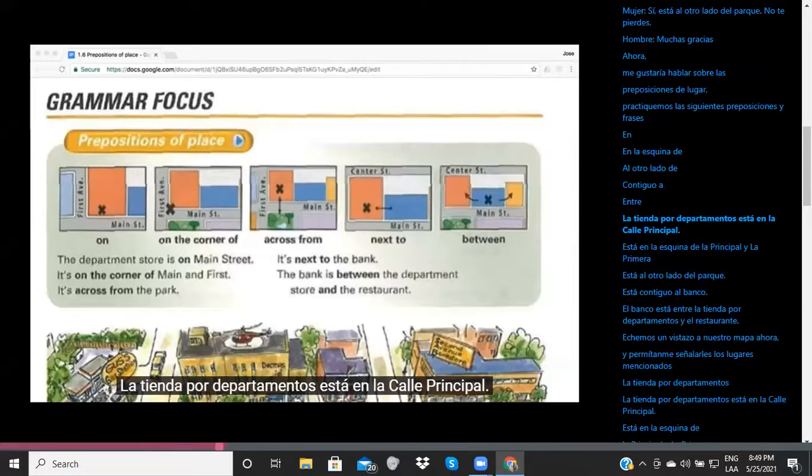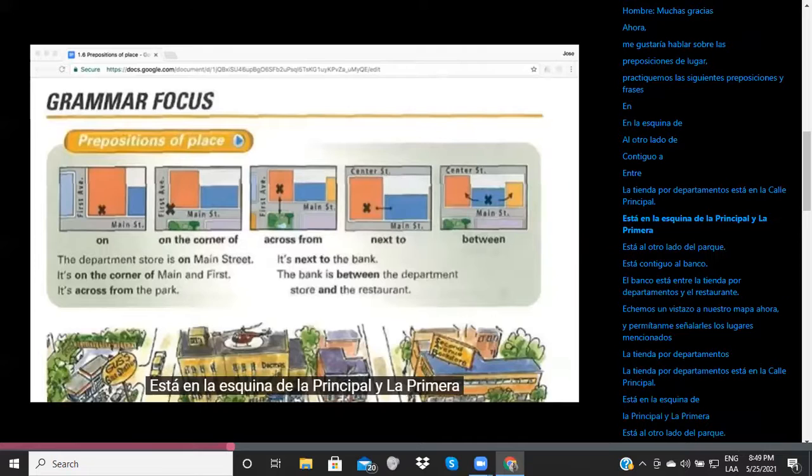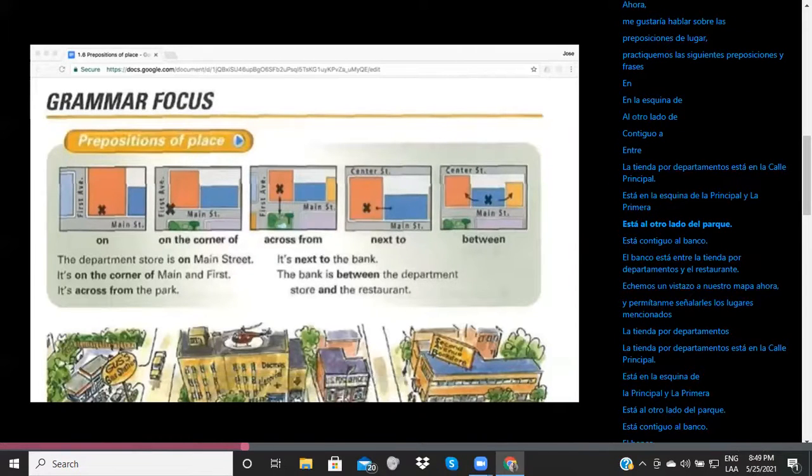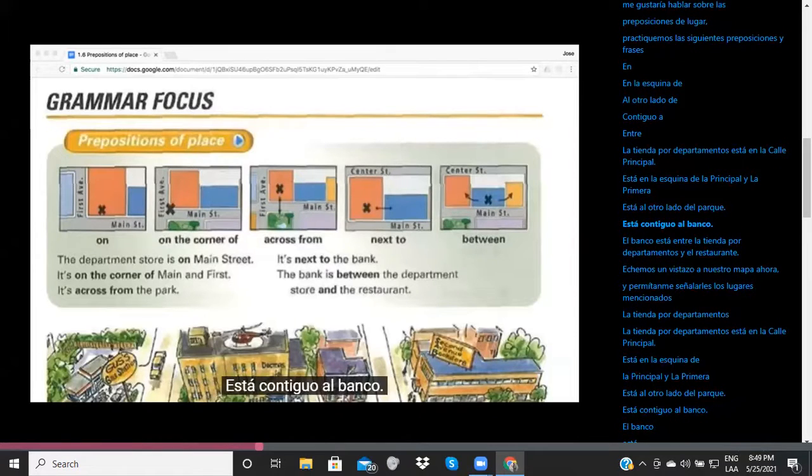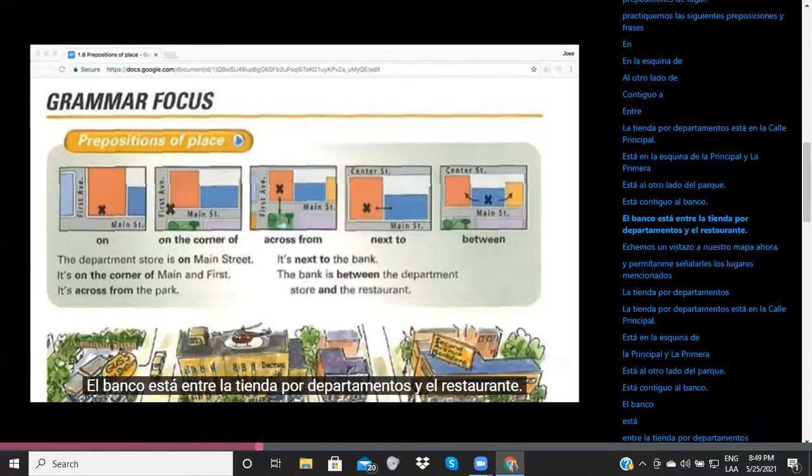The department store is on Main Street. It's on the corner of Main and First. It's across from the park. It's next to the bank. The bank is between the department store and the restaurant.